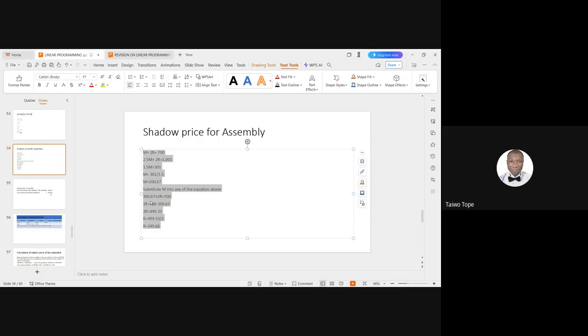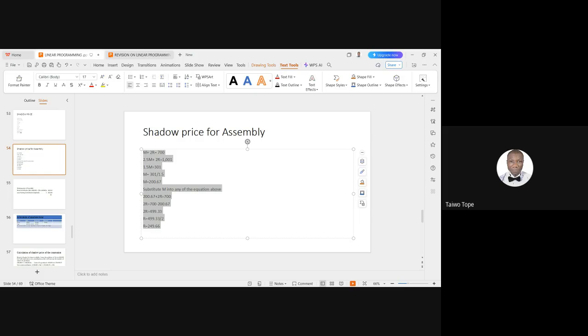You have 2000.67 plus 2r equal to what? 700. When you solve, you move this value to the other side of the equation, it becomes minus. So you have 2r equals 700 minus 2000.67. You have 2r equal to what? 499.33. Make r the subject of the formula. R is equal to what? 499.33 divided by 2. You have r is equal to 249.66.